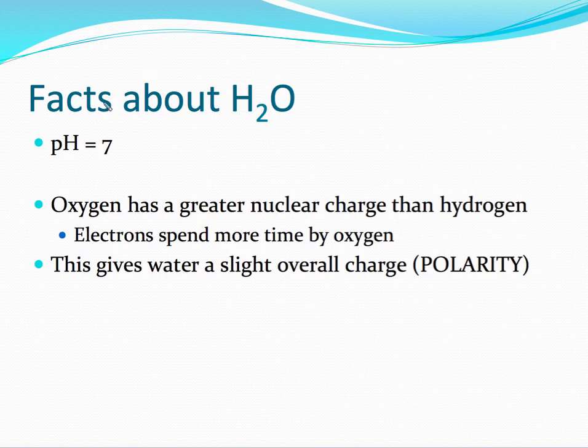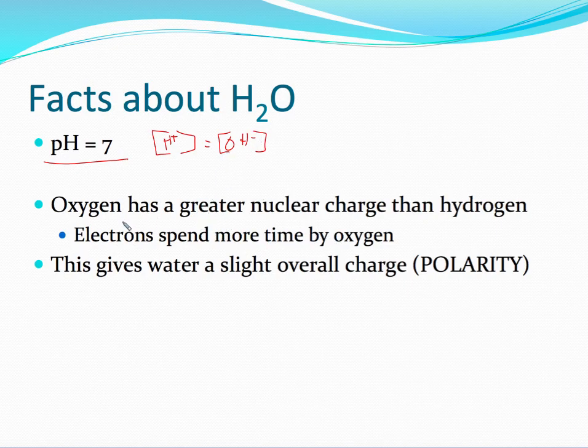Okay, so water in general. Water has a pH of 7. We're going to talk more about this in the next unit when we talk about acids and bases. But what this means is the hydrogen and hydroxide concentrations are equal within a given liquid or a given substance. So a pH of 7 means that hydrogen and hydroxide are equal.